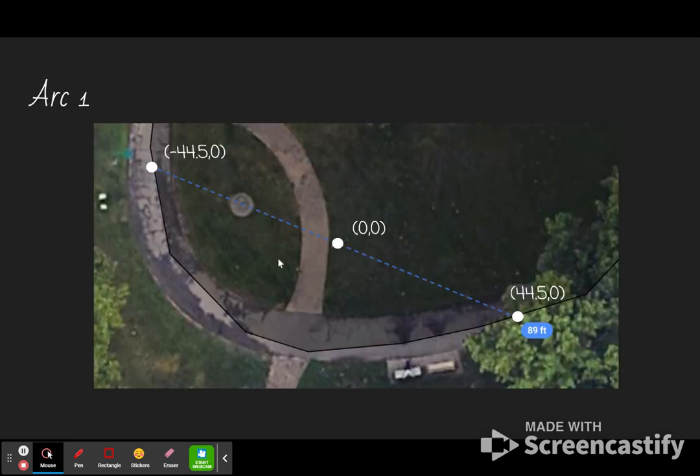So arc 1 is a total of 89 feet wide, and this is like my x-axis for it. So its endpoints are (-44.5, 0) and (44.5, 0).